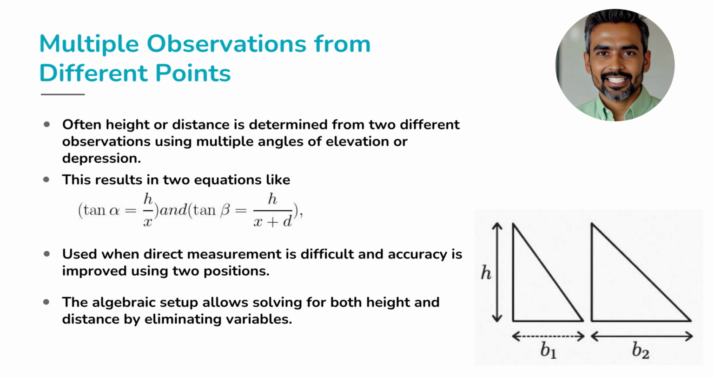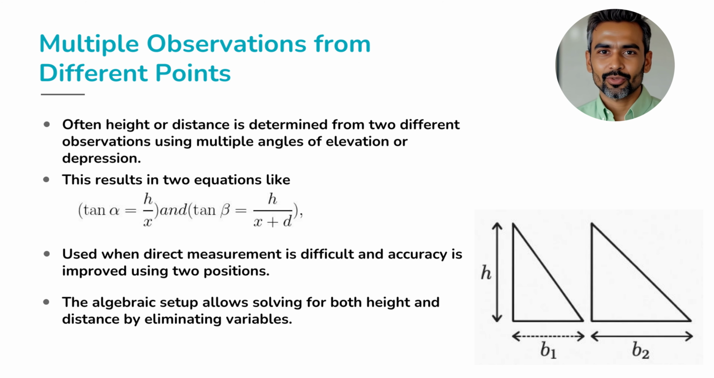We have seen how single angle and distance help, but sometimes we get to observe from two different points. Imagine you make two observations of the same tower from 2 points on a straight line. The angles of elevation differ, call them alpha and beta, but height remains the same. This situation gives us two tangent equations: tan alpha equals height over distance x, and tan beta equals height over distance x plus d, where d is the known distance between the two observation points.